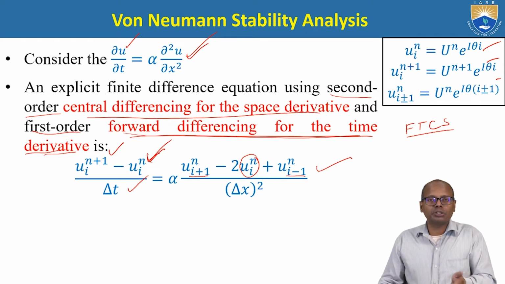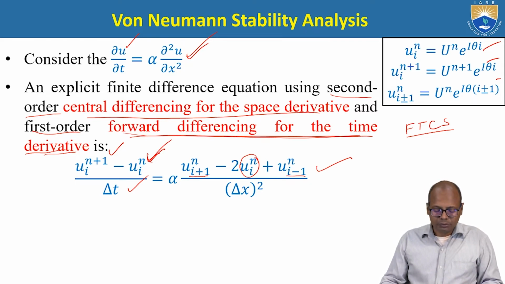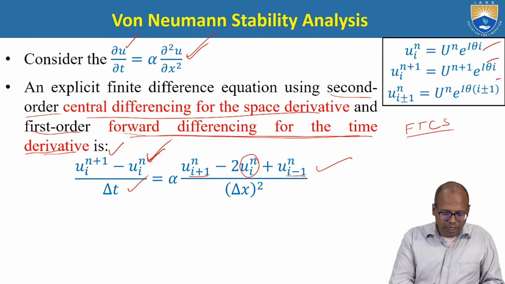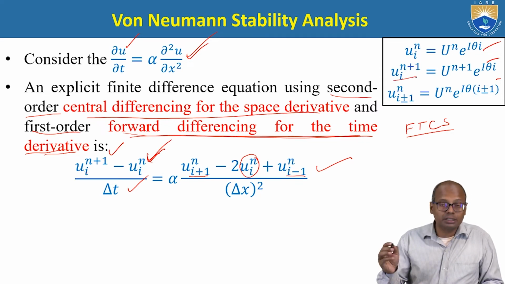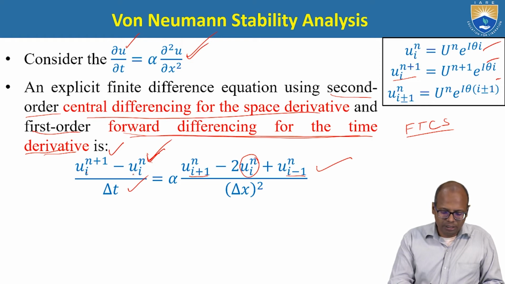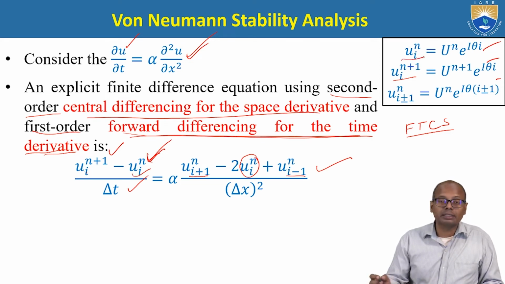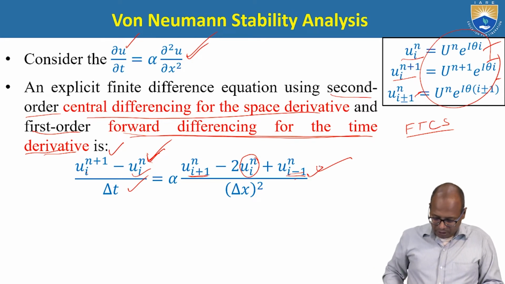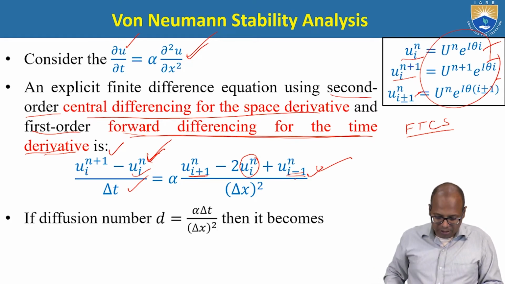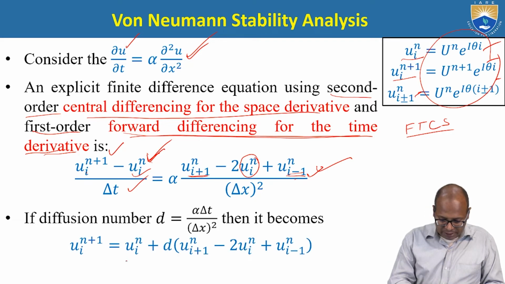Now if I use this, I have u_i^(n+1), the value of u_i^n is there, and u_(i+1)^n, u_(i-1)^n. So if I substitute all these values in this equation, what will happen? I will get this kind of equation.